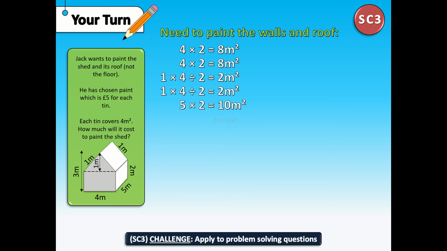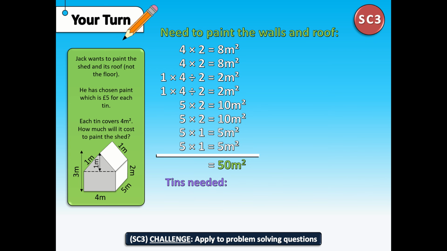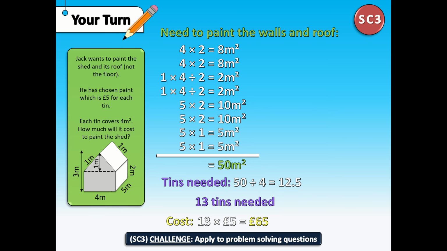The side of the shed is 10 meters squared, and we've got 2 of those. And the sides of the roof are both 5 meters squared, and we've got 2 of those. So the total surface area of the shed that we need to paint is 50 meters squared. Each tin covers 4 square meters, so that means we need 12.5 tins, but we can't buy 12.5, so we need 13 tins. And each tin costs £5, so 13 times 5 is £65.